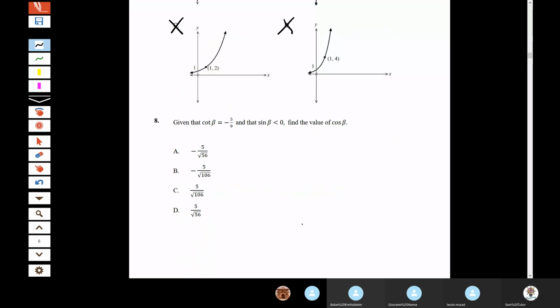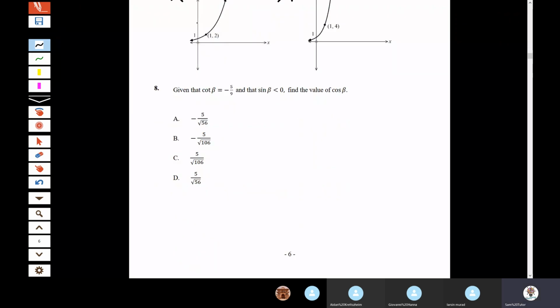Right. Number 8. Given that cot beta equals -5 on 9, and that sine beta is less than 0, find the value of cos beta. Okay, anyone have any ideas of how we're going to start this question off? If you're given cot, you want tan to find a triangle. Good, you got used to that now. That's great. So there you go. Cot is 1 on tan, which equals -5 on 9, and then obviously you flip everything, so you get tan beta, which is -9 on 5. All right, good work.